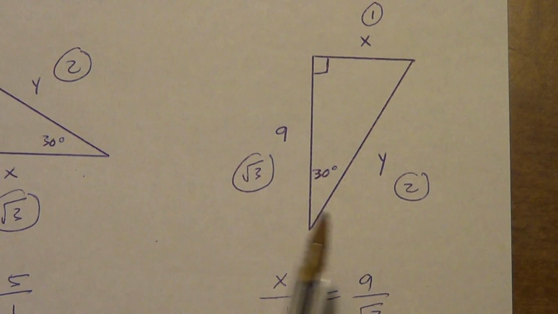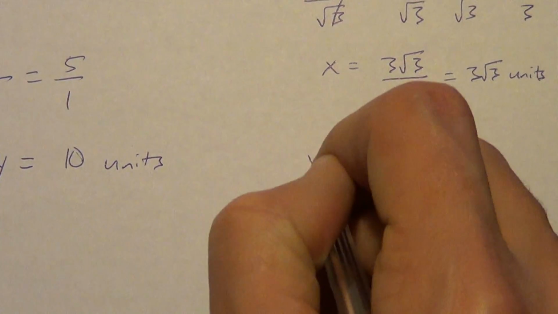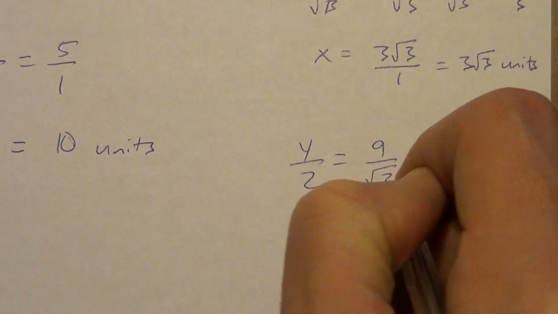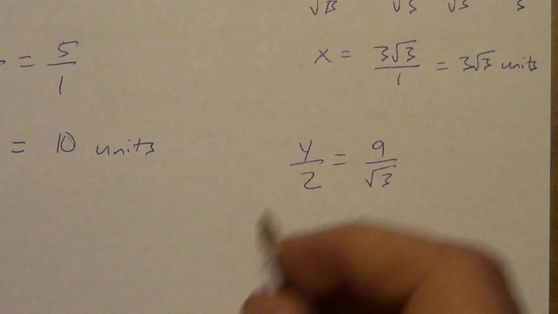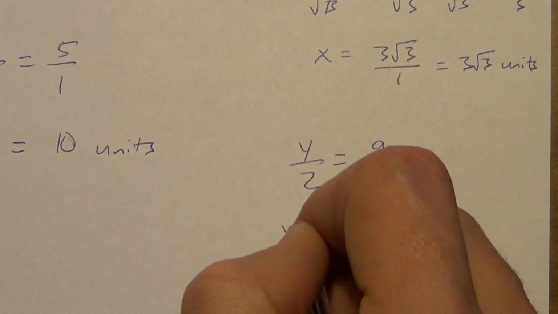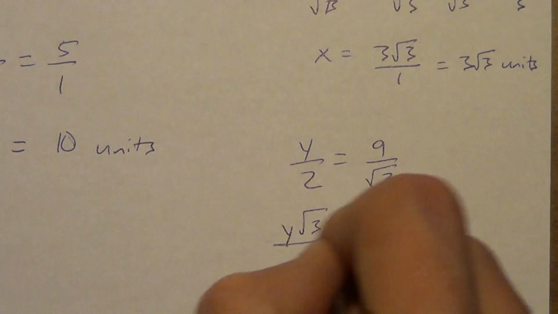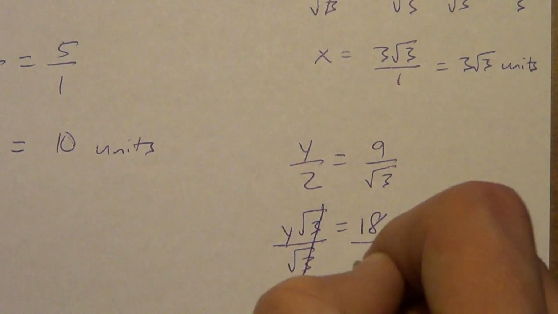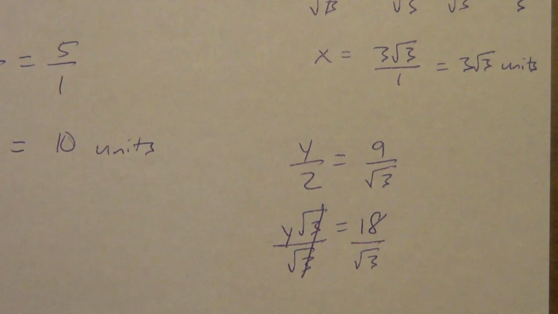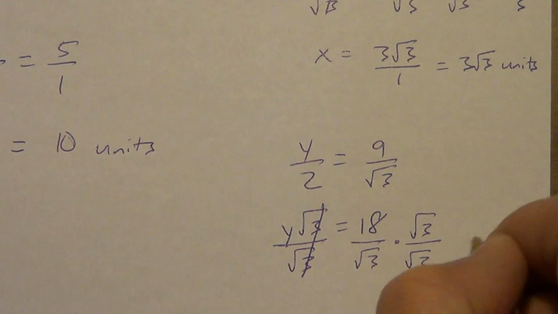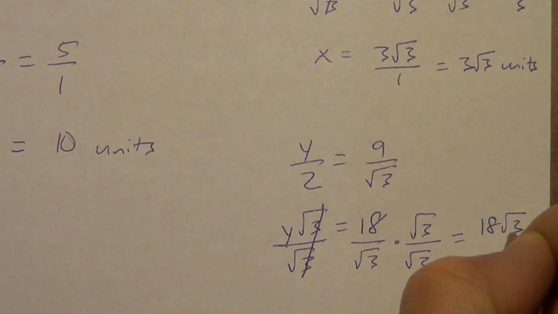Y over 2 equals 9 over root 3. So, let's cross multiply. 2 times 9 is 18. Y times root 3 is y root 3. We divide by root 3. These cancel. I cannot leave that root in the denominator, so I multiply by root 3 on the top and the bottom. I get 18 root 3 over 3.